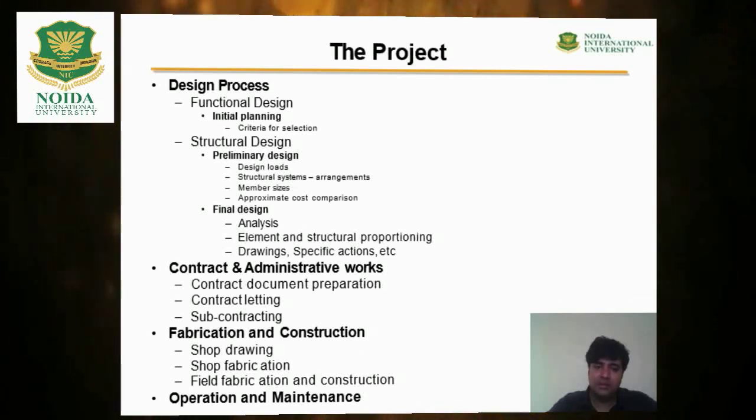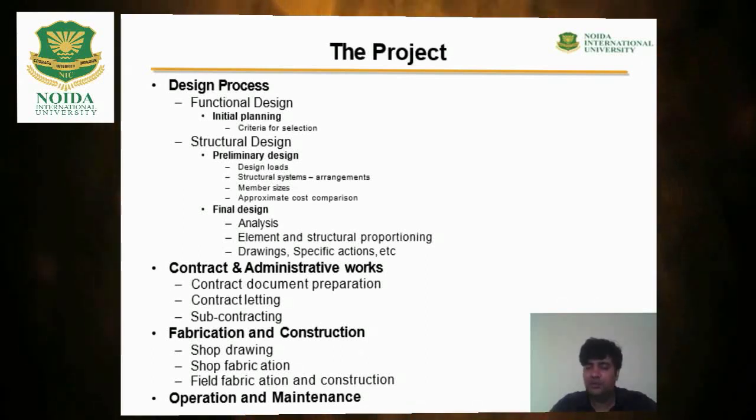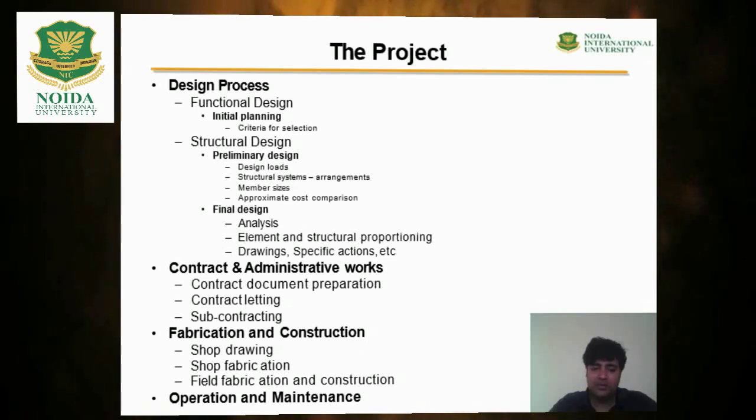When these three parts, basic design loads, structural system, and the member sizes, are decided, it means the safety factor is secured. Then the second one comes, the economy. Then we have to approximate the cost comparison between the different materials which we use for the design. Going further, when we are done with the primary design, then we have to go for the final design process, which comprises three basic parts.